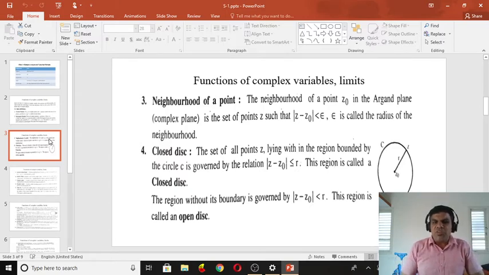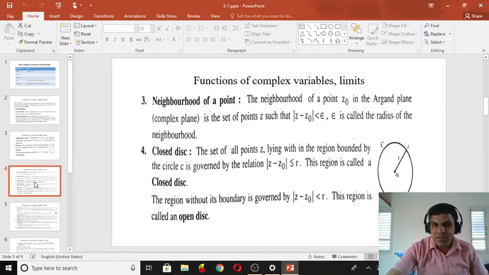The region without its boundary is covered by mod z minus z naught less than R. This region is called an open disk. So less than or equal to R is called a closed disk, and strictly less than R is called an open disk.